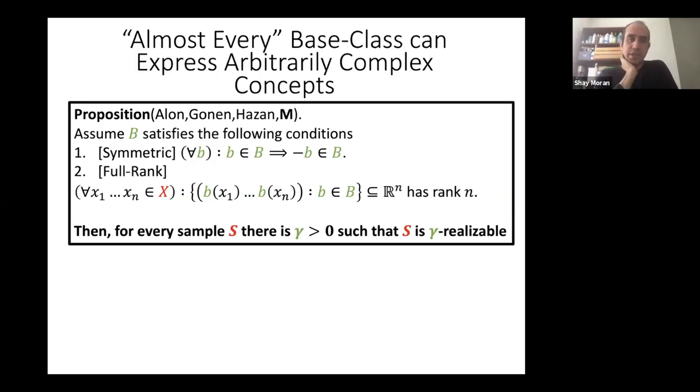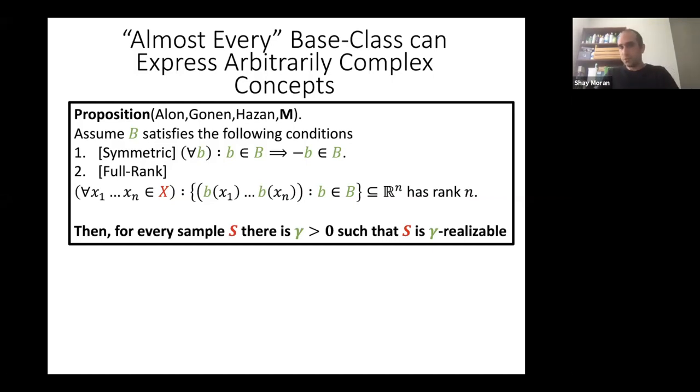Second condition, maybe a little bit less natural at first sight, is that it has full rank. What do I mean by that? It means that for any finite set of points x1 up to xn, if you project your class onto x1 to xn and look at all possible real n-dimensional vectors obtained by projecting the class, then you get a spanning set, you get rank n. So if you put them in a matrix, you get a rank n matrix. Notice that this is satisfied by almost any class considered in the literature, including singletons or thresholds. It's not much to ask. Even the one-dimensional classes satisfy it.